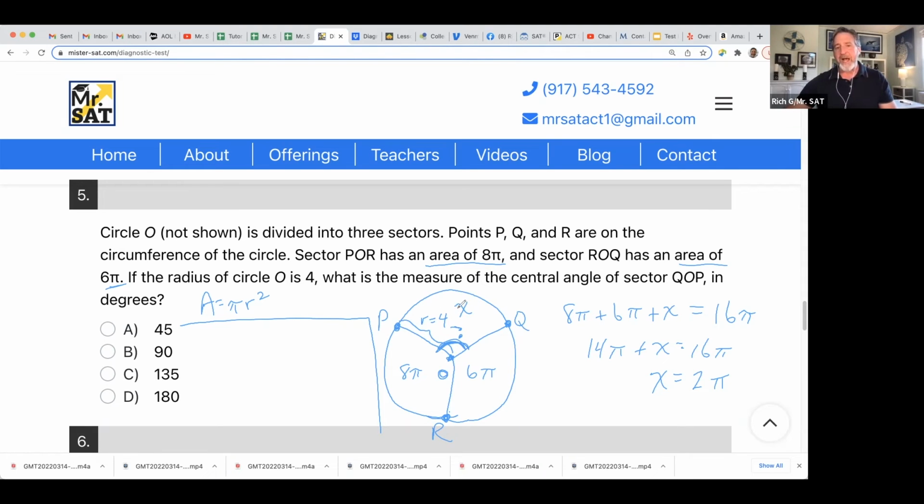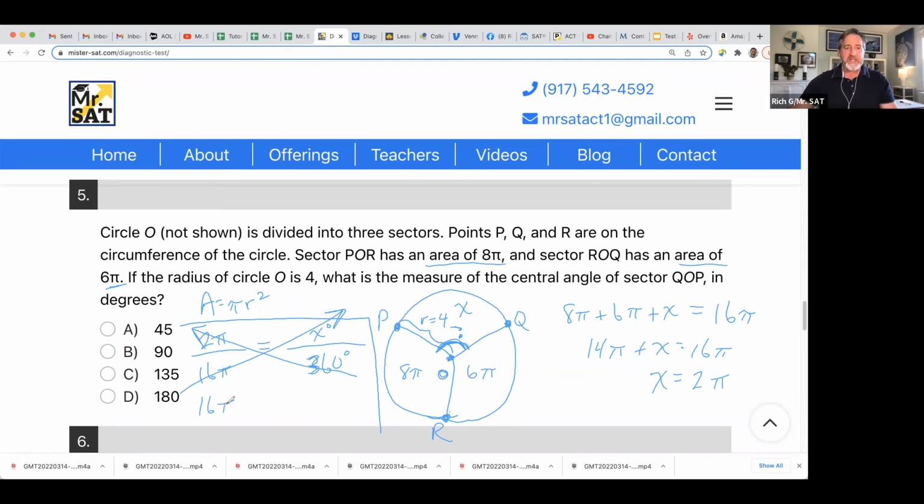What is the proportion of my sector's area to the total? Well, I have 2 pi out of 16 pi. That's the proportion, right? Because the whole thing is 16 and my part is 2. That's going to equal some degrees. We're going to call it x degrees over 360 degrees, because remember, there's 360 degrees in a circle. Now I can cross multiply. Whenever I have 2 fractions on either side of an equal sign, I can cross multiply. Not only can I cross multiply, but I can drop all of my units and just work on the numbers.